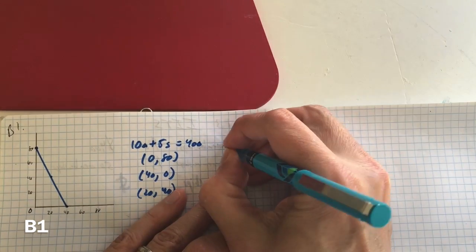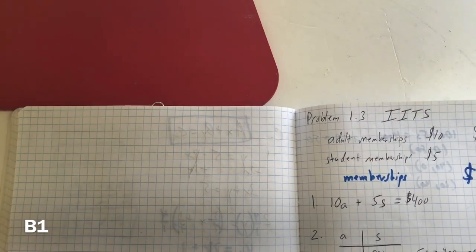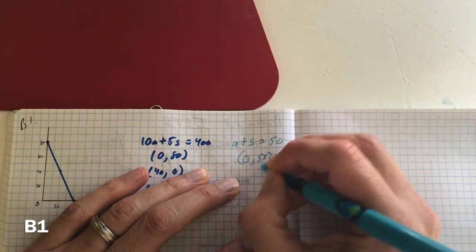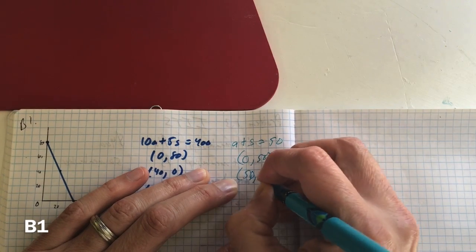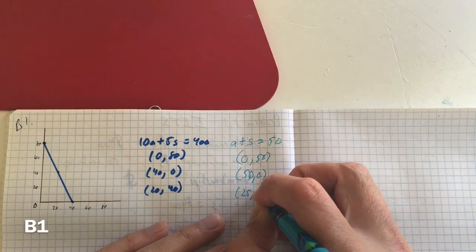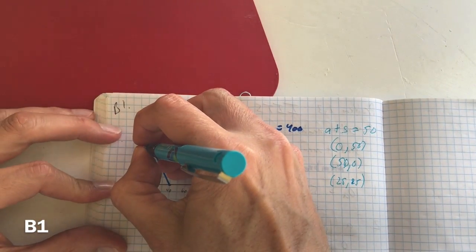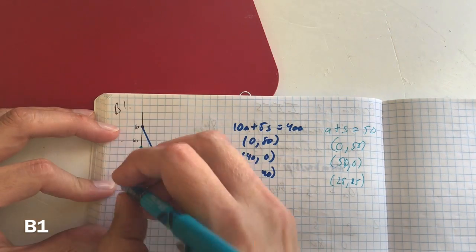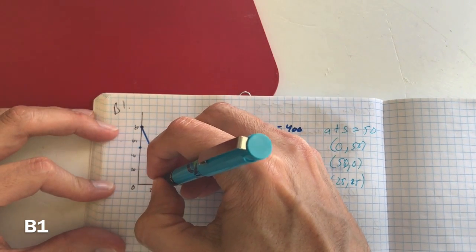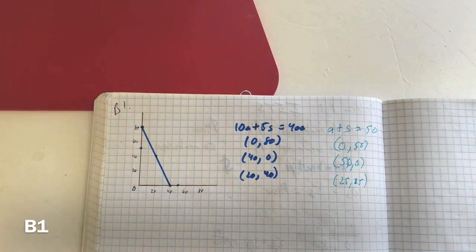Now, if you recall, we also had another equation here. We had A plus S equals 50. And some of those ordered pairs we had were 0 and 50. We also had 50 and 0. And then we had 25 and 25. So let's plot some of those points. So 0, 50, 50 and 0, and then 25 and 25 is gonna probably be right in here. I'm gonna leave that one there because I'll probably find it when we cross it.